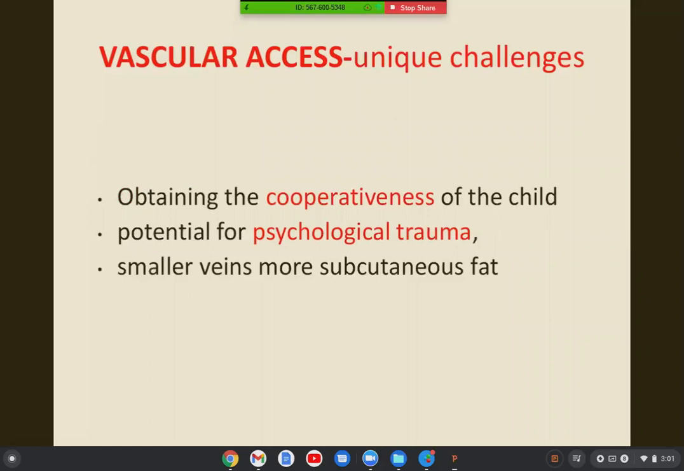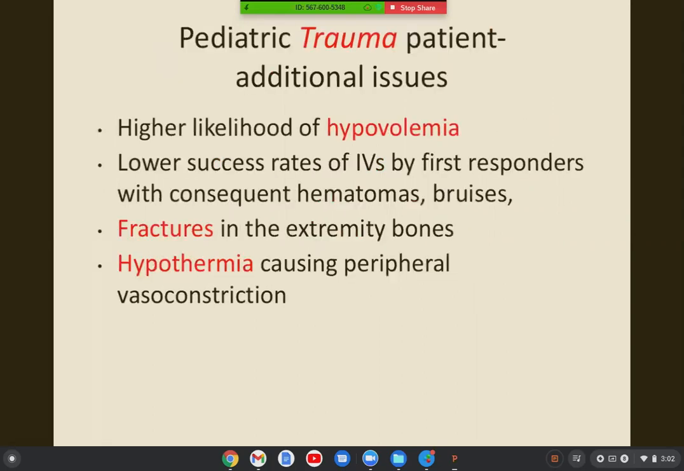The first and foremost challenge which is unique to the pediatric population is vascular access. To obtain the cooperation of the child itself is a big hassle. Then when you try to be very aggressive with the kids, they are bound to have psychological trauma associated with whatever physical trauma they have. Their veins are smaller and they have more subcutaneous fat, so to get access is a difficult thing to do.